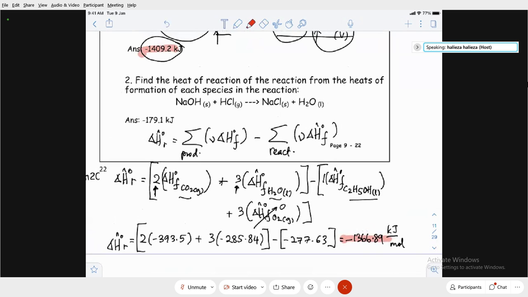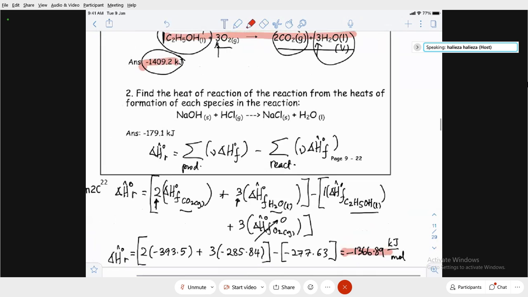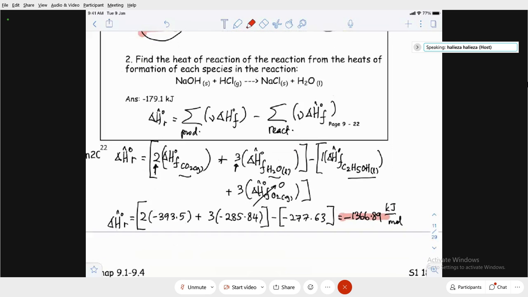Right? I don't know what the problem is. Most probably the author must have got the values from somewhere else. The value, the heat of formation. I don't know why there's a difference. Okay, let's look at the second part.